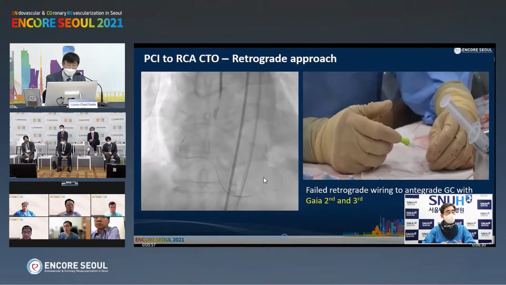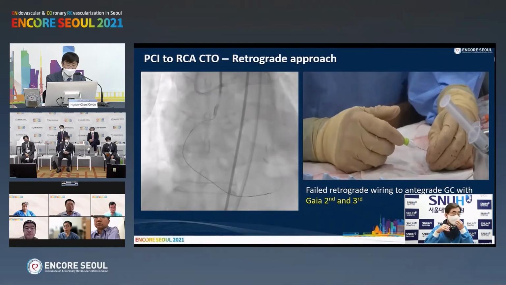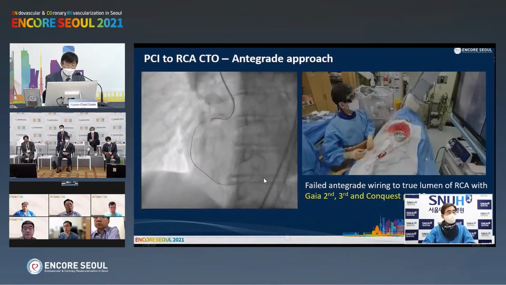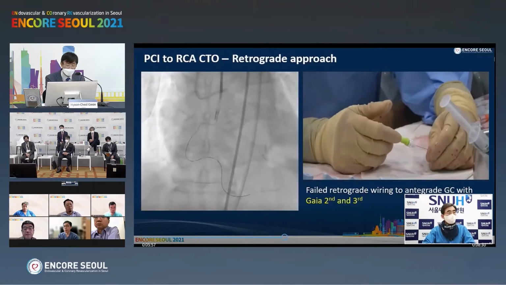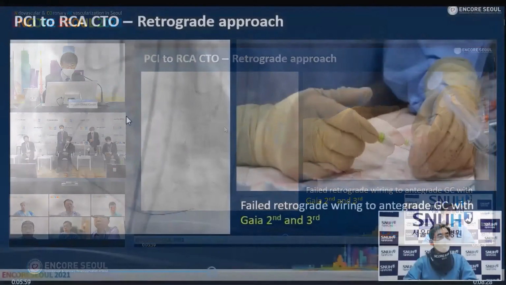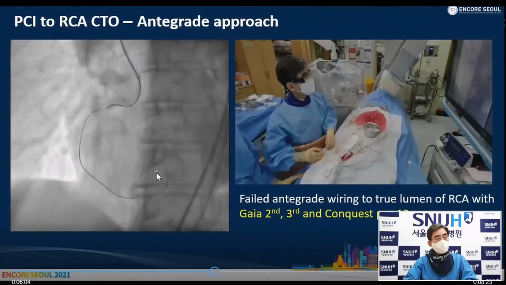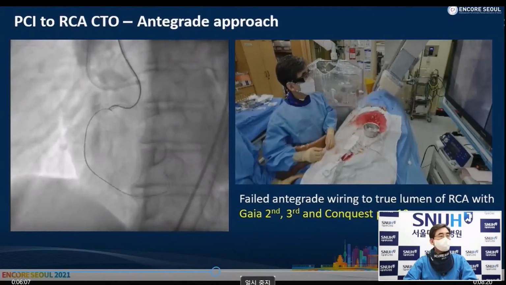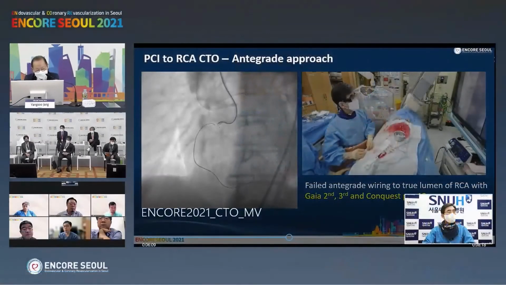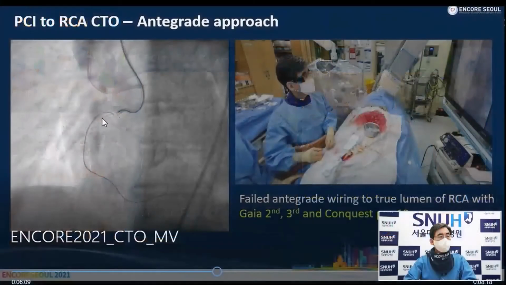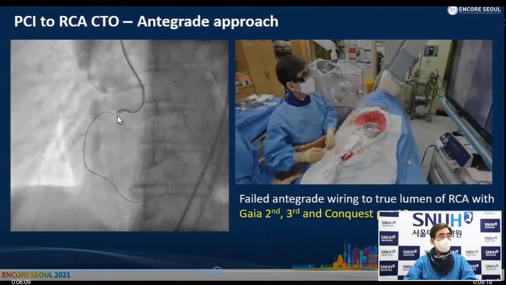In this way, I always check two different angles, caudal and cranial. Here we can see there's already a good view, but in the other view it is different. Always at the RCA ostium, there's a 90-degree angle to the proximal RCA. So at this point, I try to poke the proximal stump with an antegrade wire using Conquest Pro.